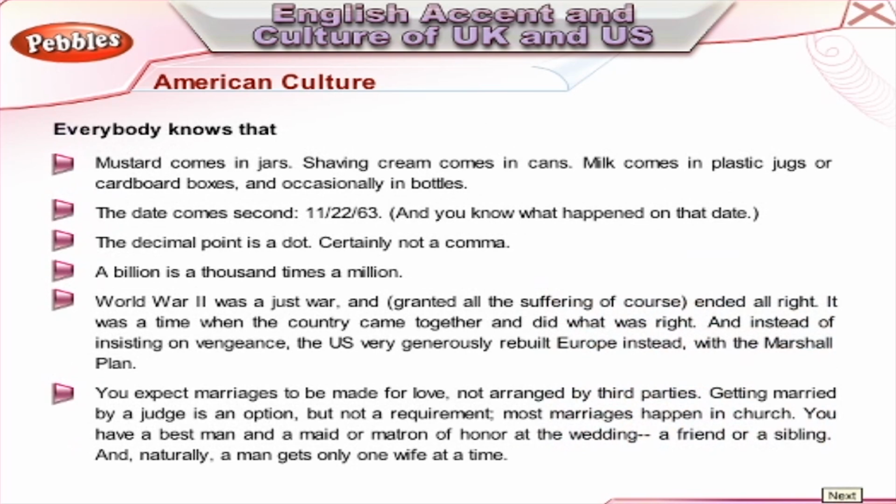Everybody knows that mustard comes in jars, shaving cream comes in cans, milk comes in plastic jugs or cardboard boxes, and occasionally in bottles. The date comes second, 11/22/63, and you know what happened on that date. The decimal point is a dot, certainly not a comma. A billion is 1,000 times a million.